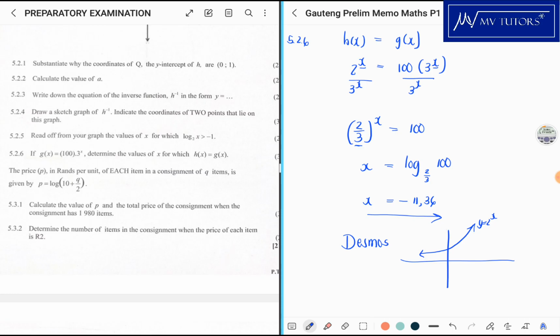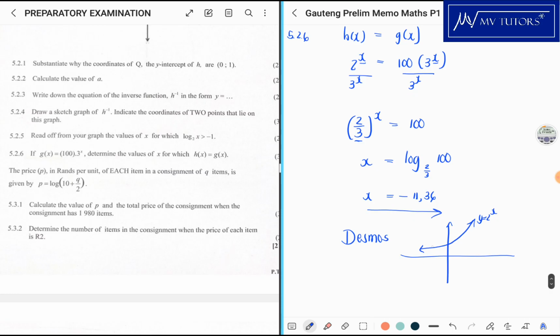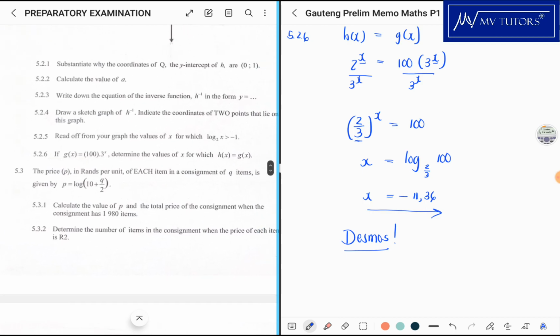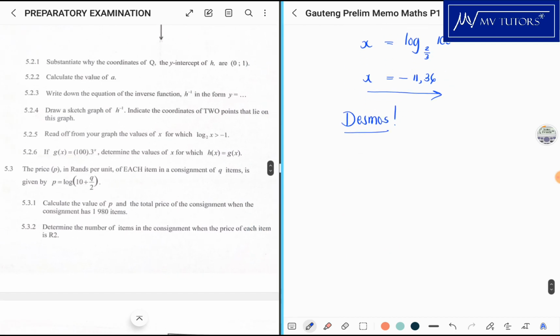But ultimately, wherever they meet, they're going to intersect somewhere at negative 11,36, okay? I'm not sure if the other one comes this side. Oh, yeah. But you can work that out and you can see how these graphs look, using Desmos. That's 5.2.6. Now 5.3.